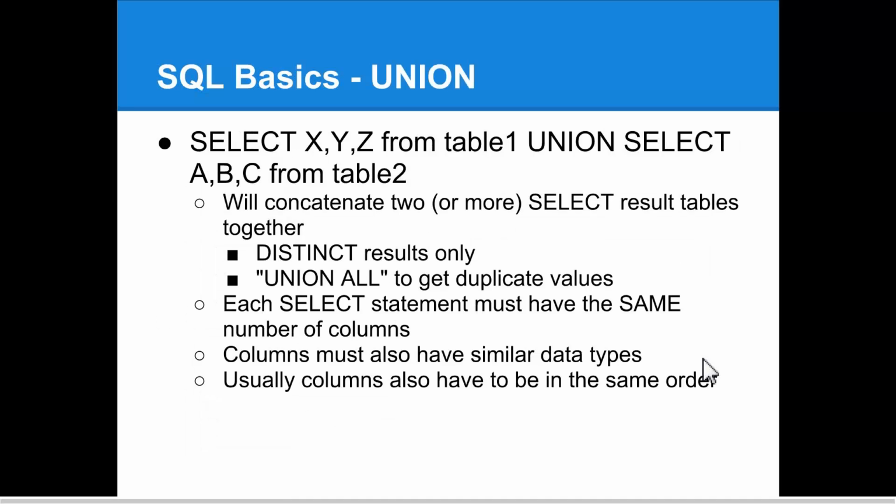Which brings us to the next most important thing, the union statement. It allows you to essentially combine the results from 2 select statements. There's some caveats to get it to work. Both select statements have to have an equal number of columns. Usually, they also must have similar data types. And they usually also must have the columns listed in the same order.